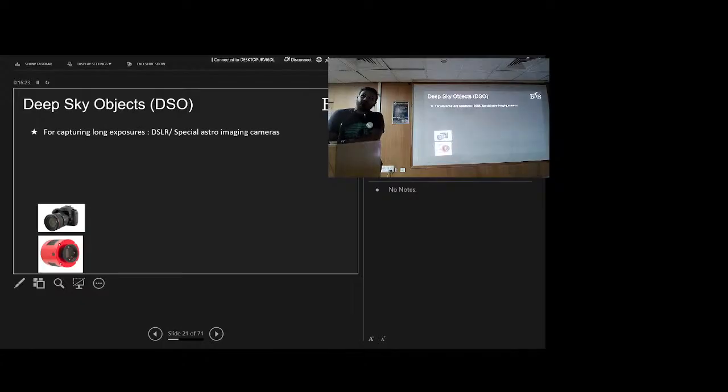Of course, for capturing any image, what do we basically need? We need the camera, right? So here I have put two types. One is the DSLR itself, and the other is a dedicated astro imaging camera. Of course, we can do astrophotography with DSLRs. There are wonderful pictures that have come out from DSLRs, but still, astrophotography cameras exist in the world for a few reasons. What we know is DSOs are very faint objects.